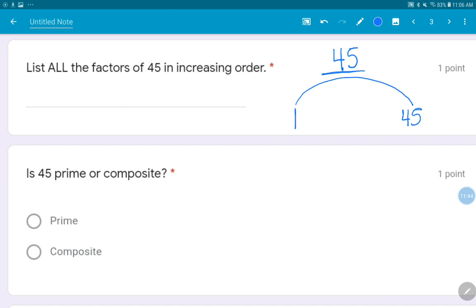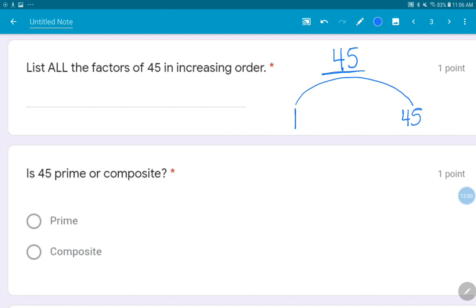Okay, so now I'm going to look for 2. I'm going to see if 2 is a factor. Can I multiply anything times 2 to get 45? No. Why not? Because it would go to 46 instead of 45. Yeah, it has to be even, right? So we know 2 is not a factor.